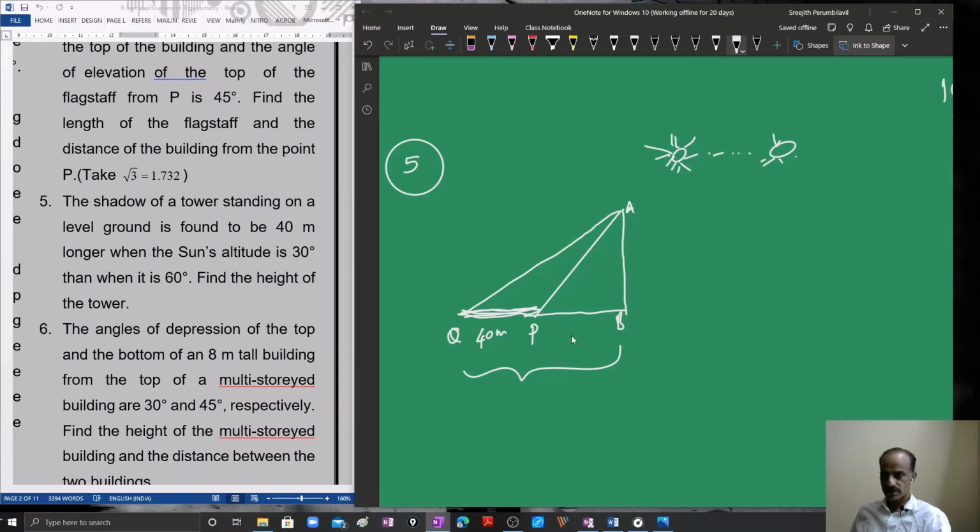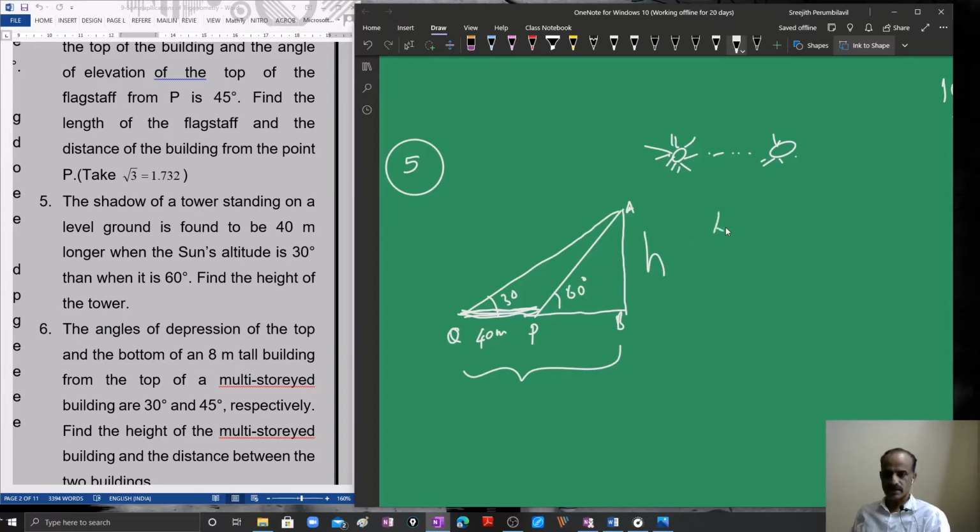when the sun's altitude is 30 degrees than when it is 60 degrees. So earlier, this angle, the sun's altitude, was 60 degrees, and now it is 30 degrees. So this is the concept. Find the height of the tower. So you have been asked to find the height of the tower.